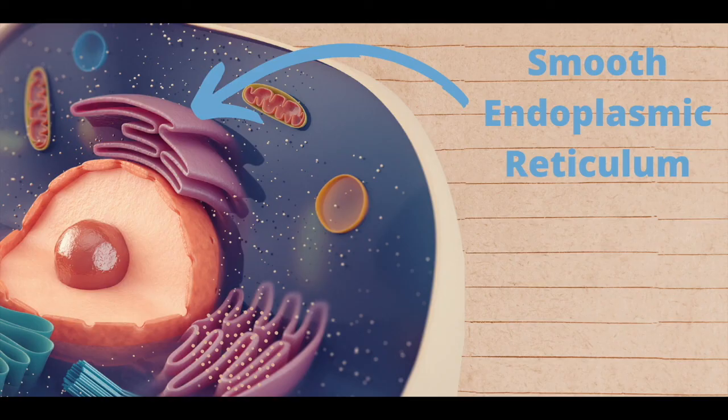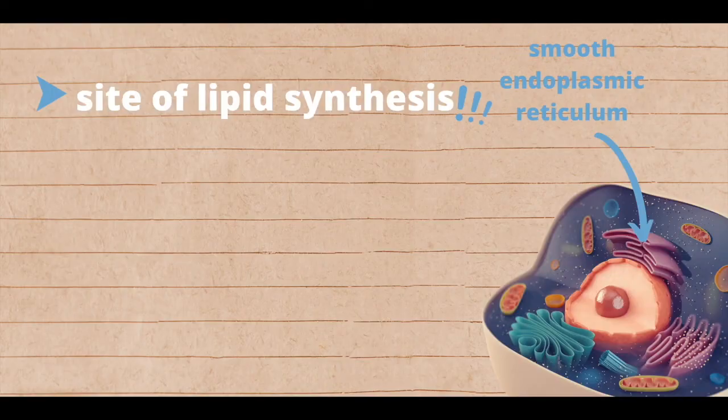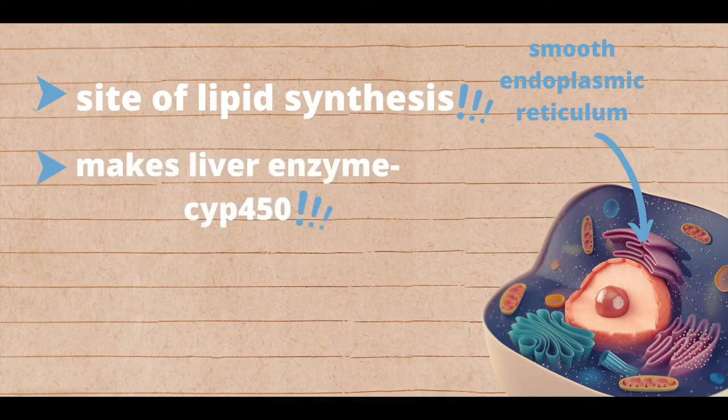It's smooth because it has no ribosomes, but it does have a ton of enzymes, and these enzymes help make or create lipids like fatty acids, phospholipids, and cholesterol. So we can say that the smooth ER is a site for lipid synthesis. It also makes an enzyme that is super important and found in the liver. It's called CYP450. It's found in the liver because it aids in detoxification.